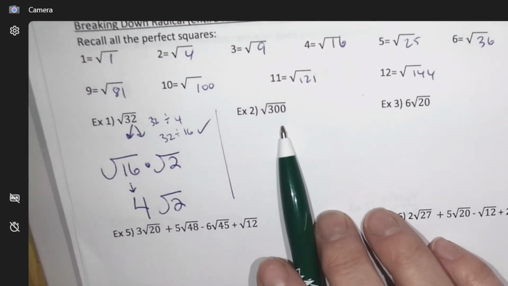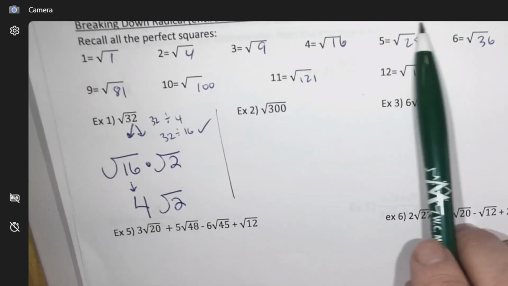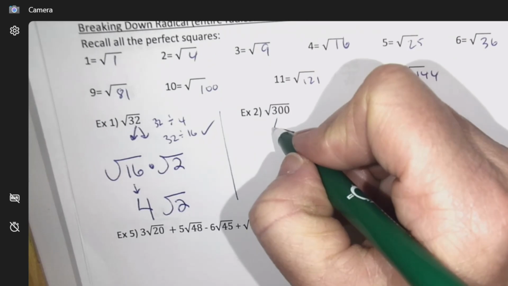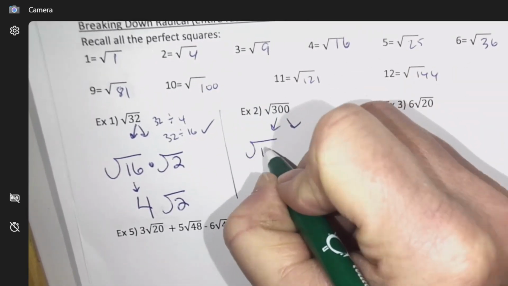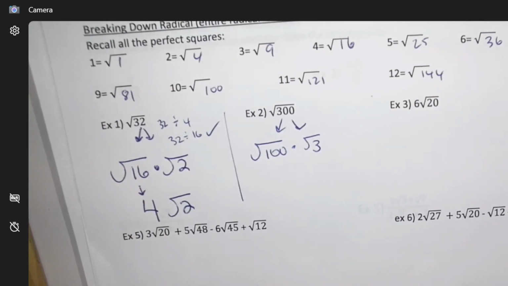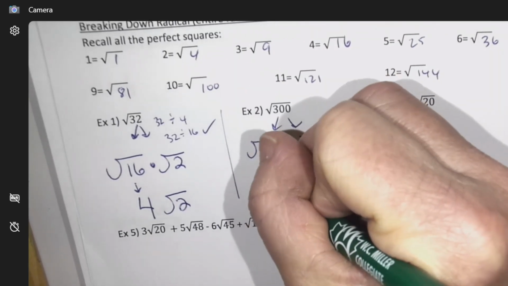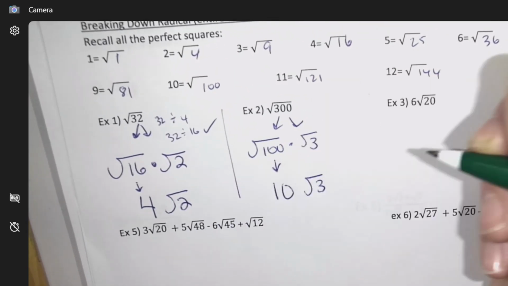Okay, 300. Do you have something to divide 300 by on this list? 100. So 100 times 3. So we're working through radicals. So root 100, root 3. And then what is the square root of 100? 10 root 3.